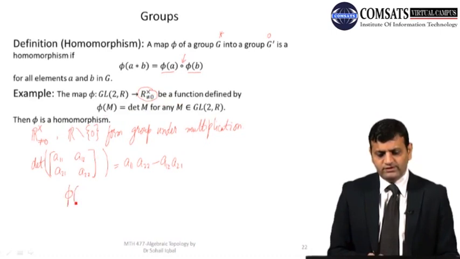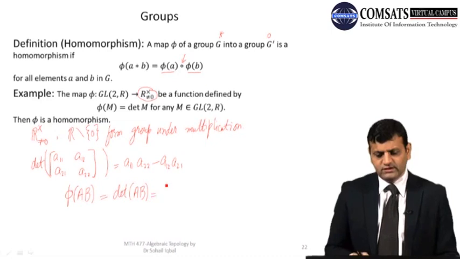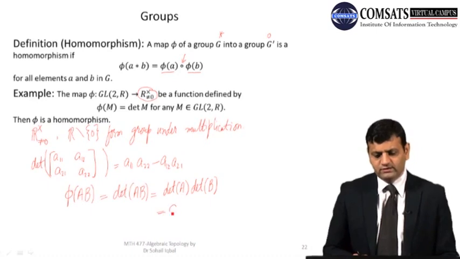Using elementary properties of determinants, we know that the determinant of the product of 2 matrices is the same as the product of the determinants of the 2 matrices. So determinant of A into B is equal to determinant of A into determinant of B. Of course determinant of A is nothing but phi of A, and determinant of B is nothing but phi of B. So we can show that phi of A into B is equal to phi of A into phi of B.